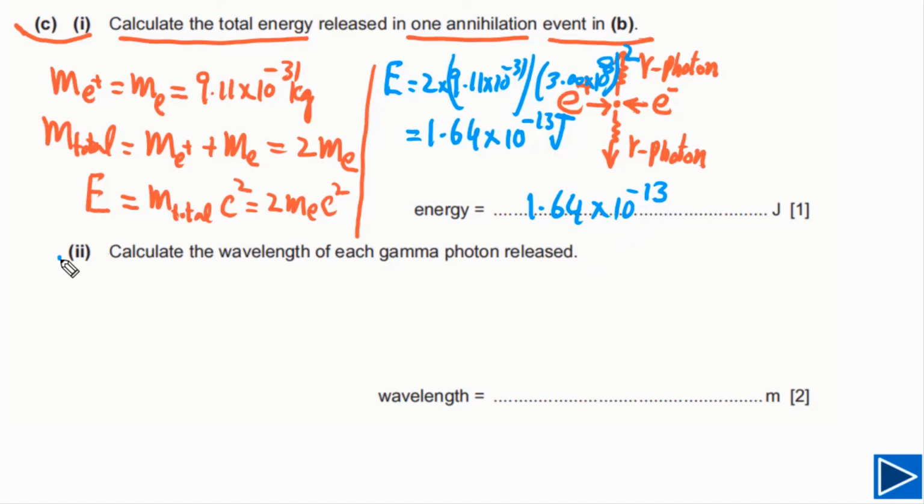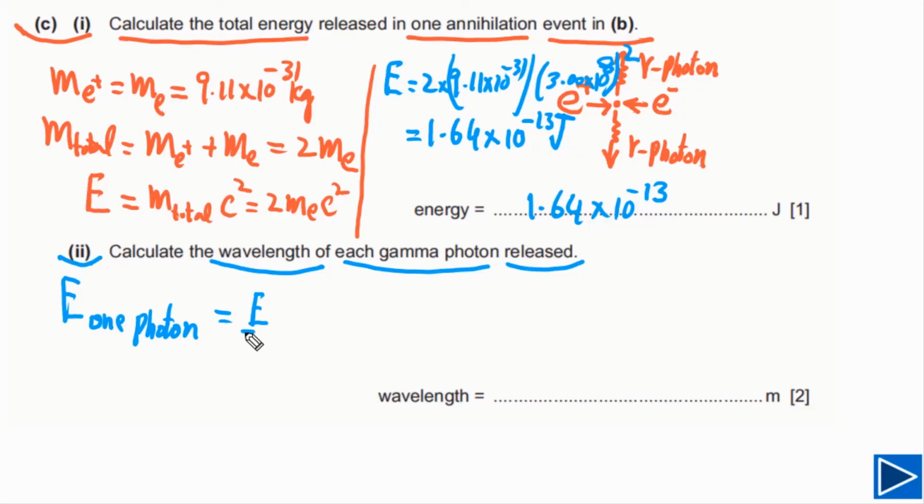Now let's move on to the second part. We need to calculate the wavelength of each gamma photon released. In this case, 2 gamma photons are released. So the energy of 1 gamma photon is equal to E divided by 2.